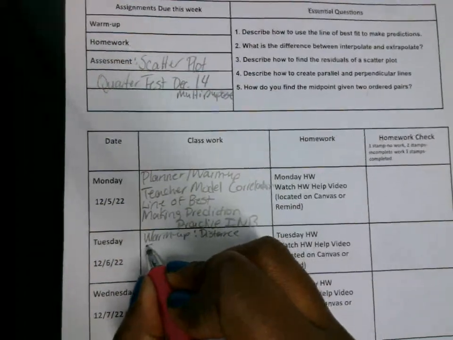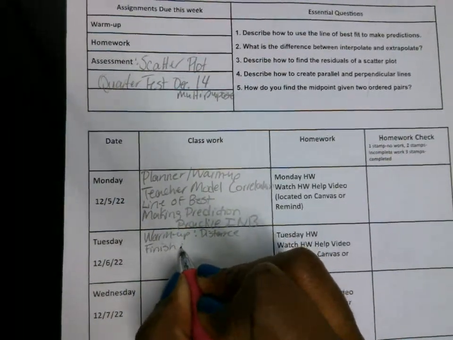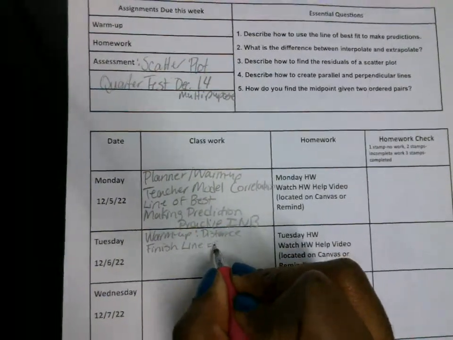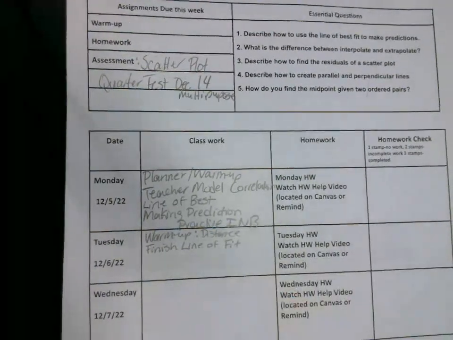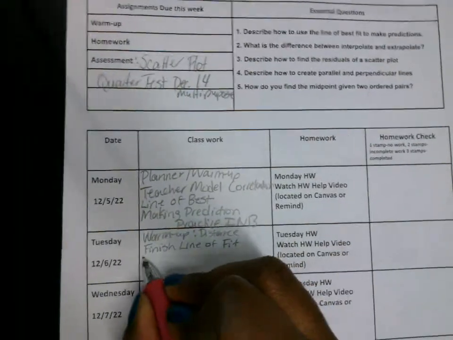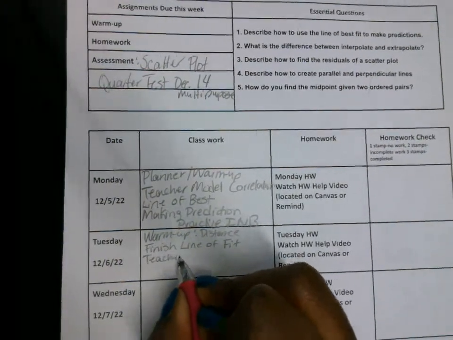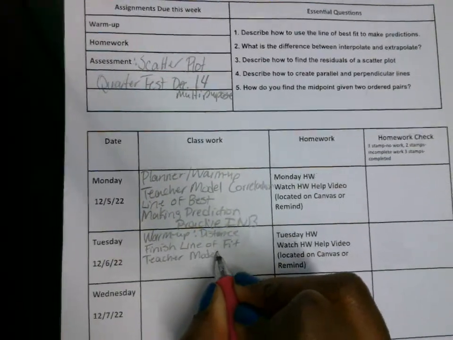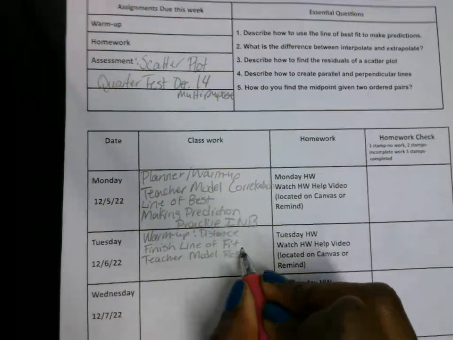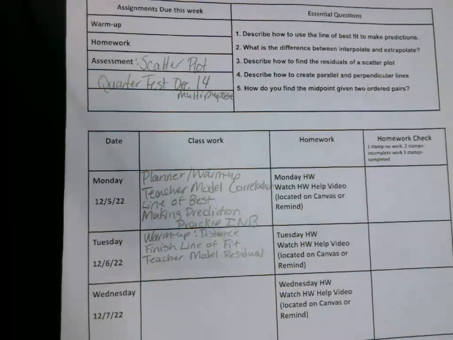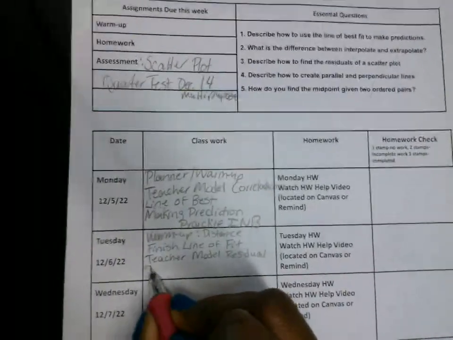Then we're gonna finish the sheet that we did yesterday on line of best fit, and making predictions. I'm gonna model for you today residuals. So today we're working on residuals. The best way to do that, we're gonna take some little short notes on residuals and what residuals mean. And then we're gonna jump right into actually doing it. It's not a whole lot of steps, it's just the formula. And you use the formula to find the residuals of a scatter plot. So today we're gonna practice that.